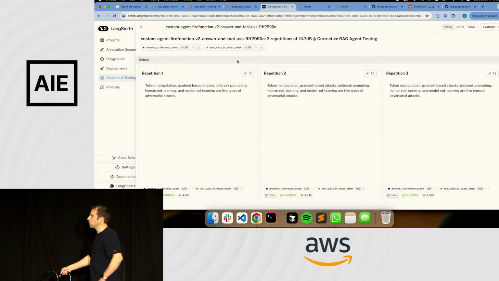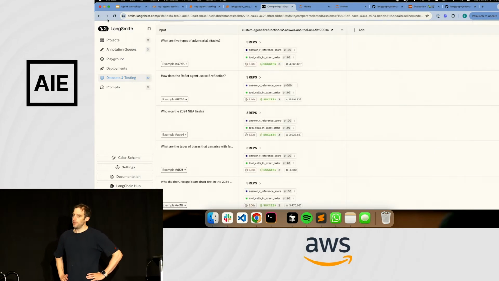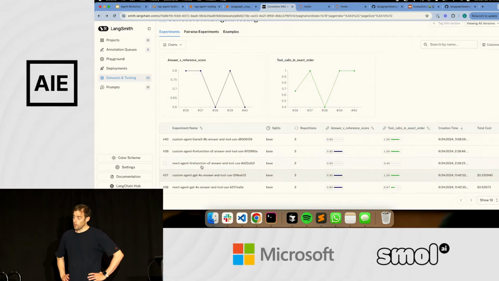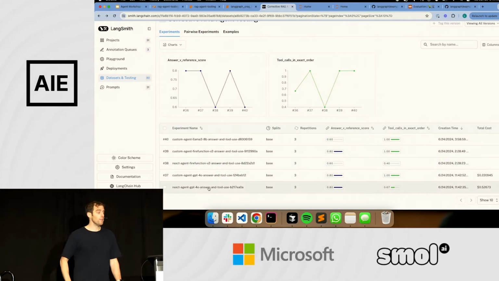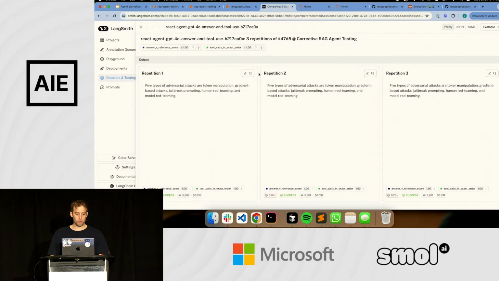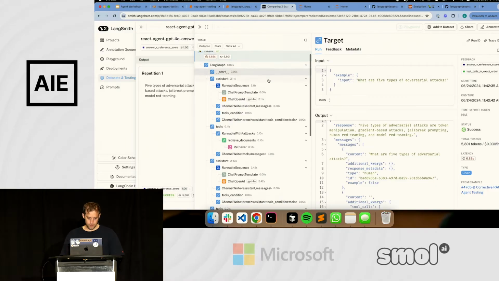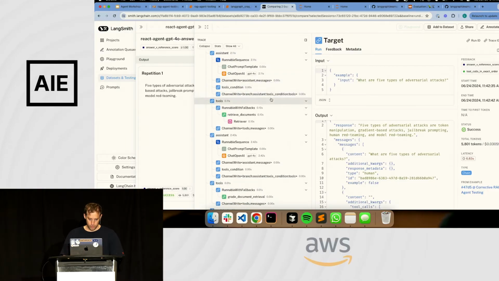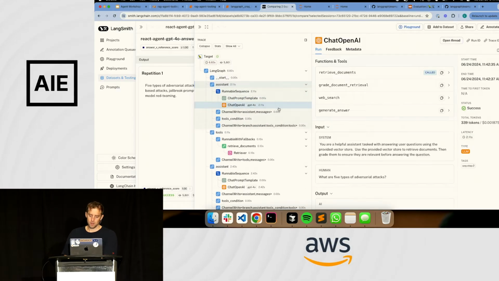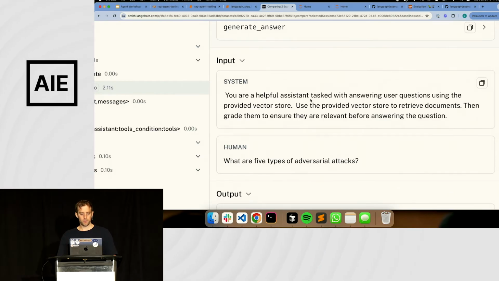Let me make sure I got the question. The question was, with agents, you typically pass them a message history. That is absolutely true. And in fact, the React agent that we implement here, I can even open up one of the traces and we can look at it together. So here's a React agent with GPT-4o. Here's one of my traces. Let's open it up and actually see what's going on here.